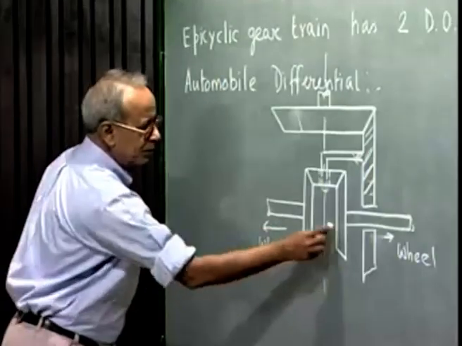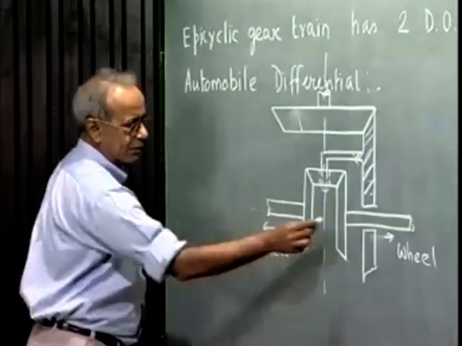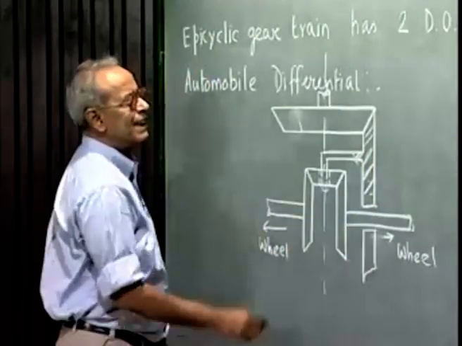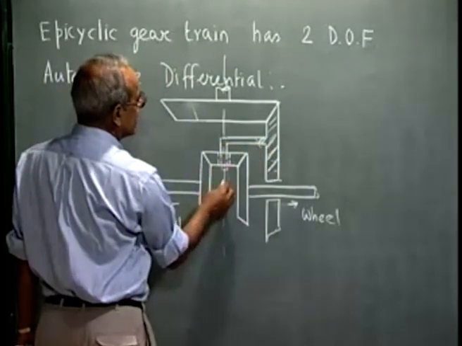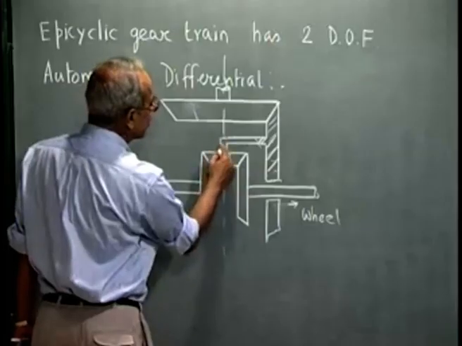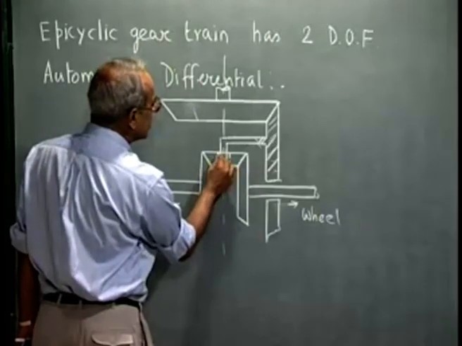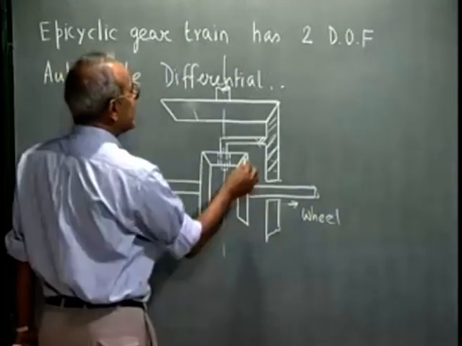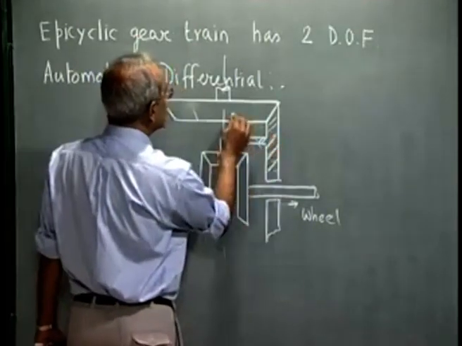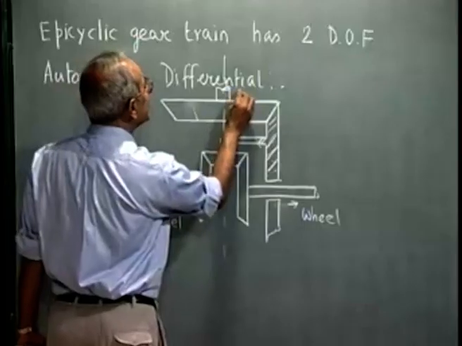So these are 2 bevel gears which are connected to the 2 rear wheels. This is another bevel gear which carries this arm. That means this bevel gear can rotate about this arm. There is a revolute pair here. That is what we call the planetary gear. And this bevel gear is driven by this bevel gear. This is the input.